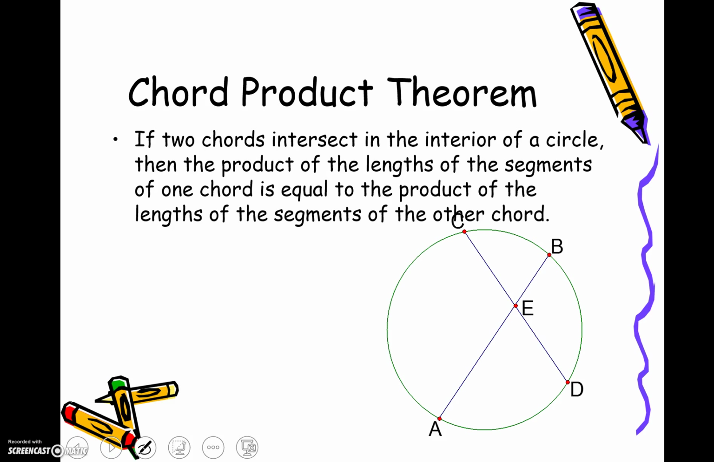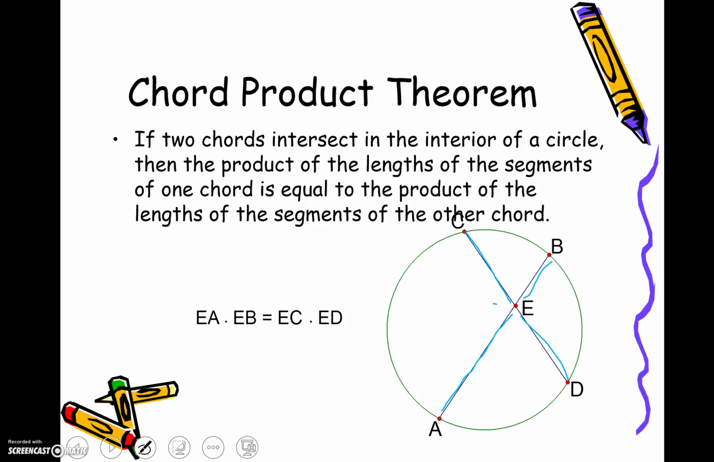So our first one here is discussing the chords that we have. So we have 2 chords. Now we discussed how to find these angles, but that's not what we're interested in now. Now we're talking about the lengths of these chords. To find the length, we take the 2 pieces of that specific chord and multiply them together. It should be equal to what I get if I multiply the other 2 pieces together.